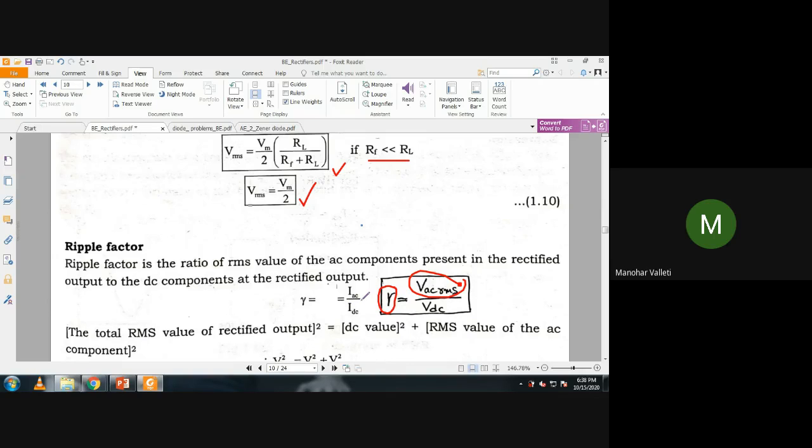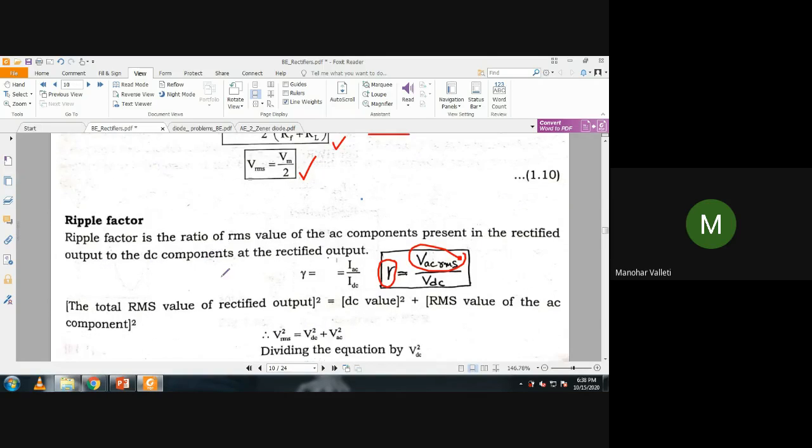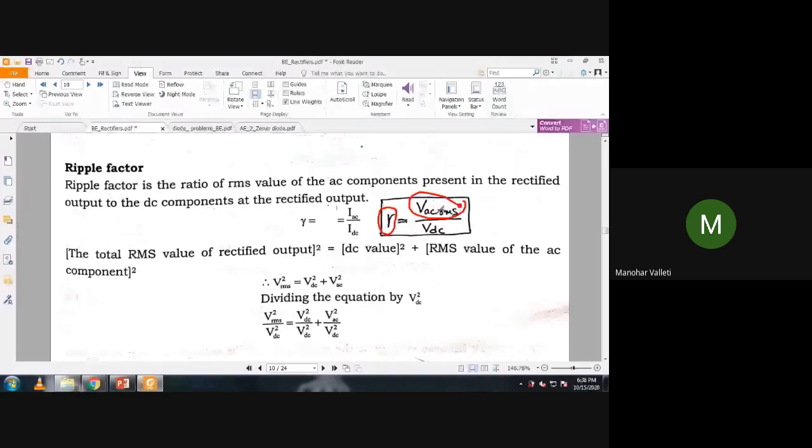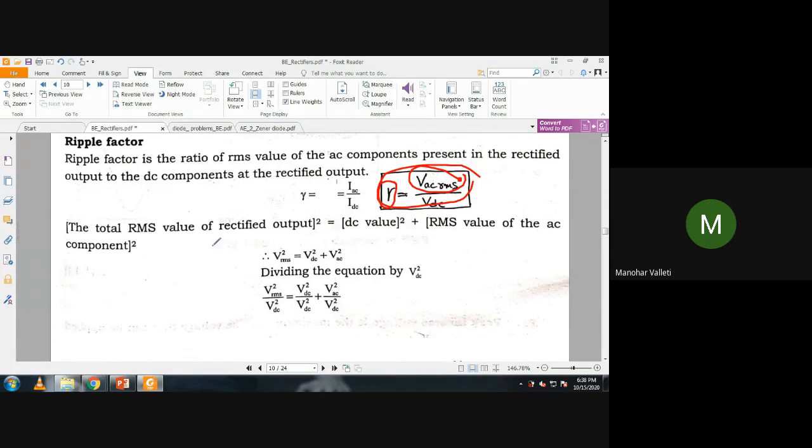If the ripple factor is more, it means the rectifier output is not good. The preferred value for ripple factor is as less as possible. But to find the RMS value of the AC components, you don't have a separate waveform, right? The output is available as a combination of both AC and DC. So to find the ripple factor, we will use a mathematical relation.